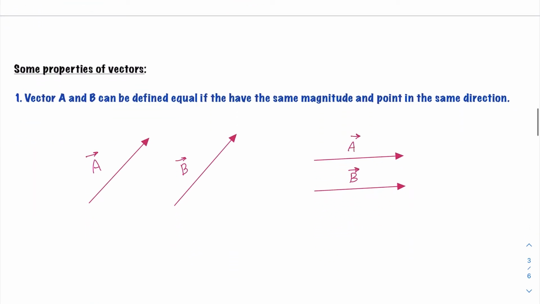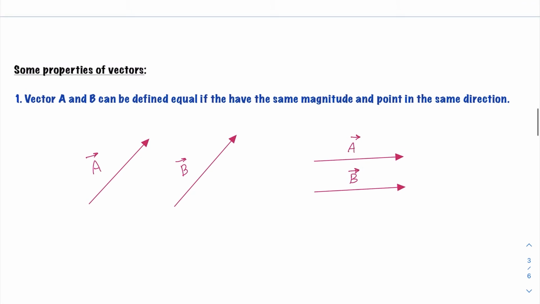Vectors have some properties. For example, vectors A and B in this figure, as you see, if they have the same magnitude and if they have the same direction, they are said to be equal. So they are equal. For example, vector A here is equal to vector B because the direction is the same and the magnitude is the same. In this case as well, vector A is equal to vector B.